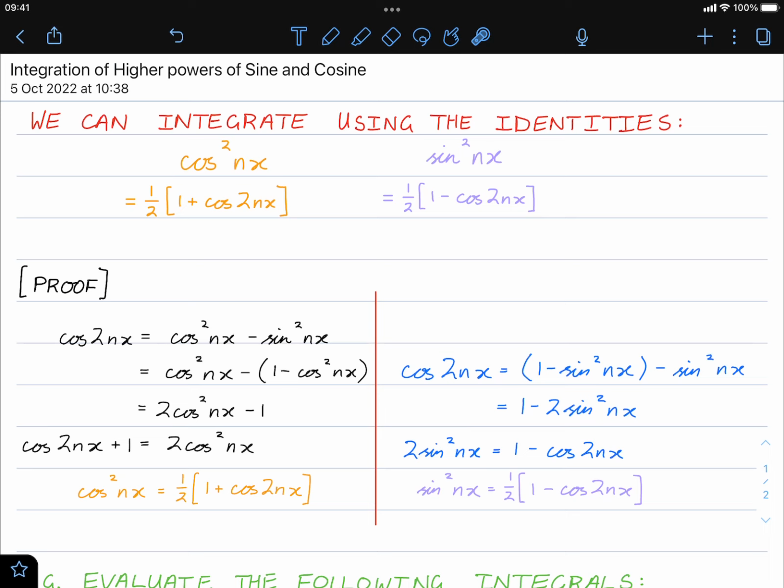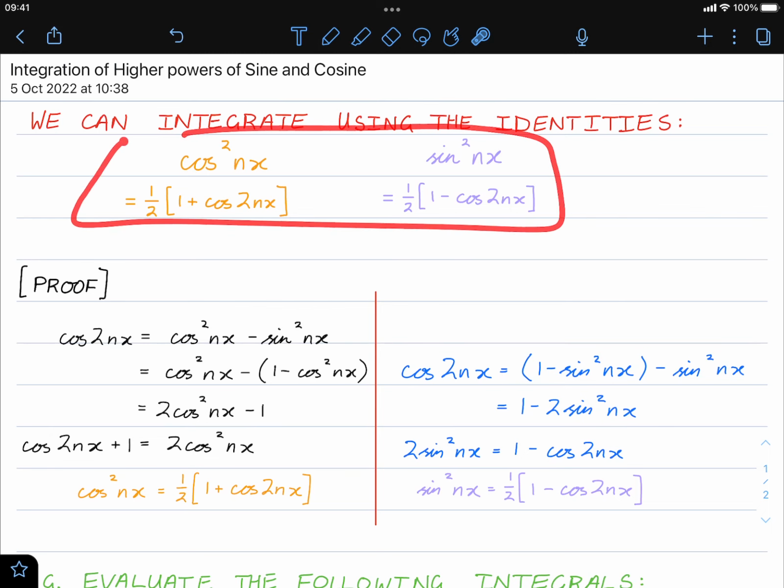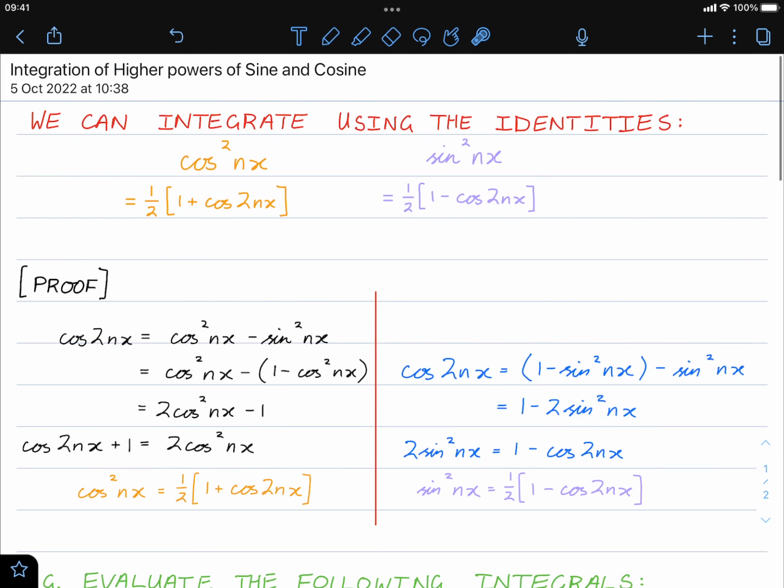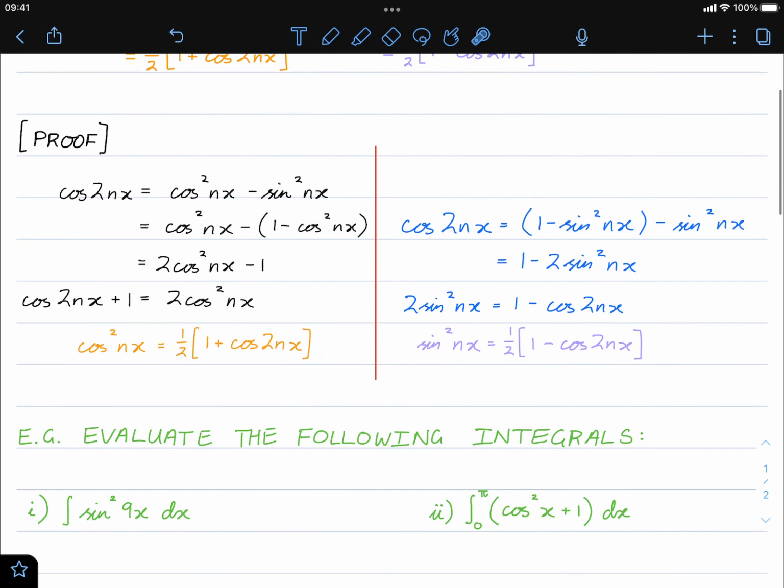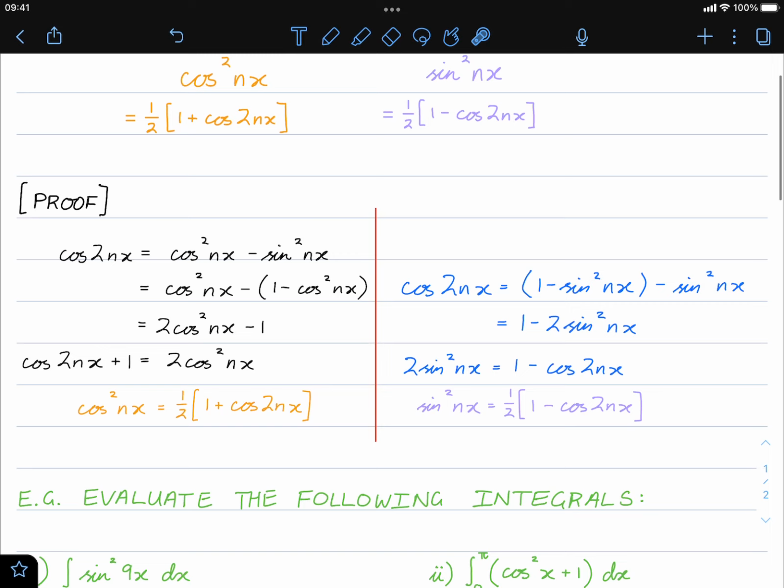Hello class, this is a video tutorial on the integration of higher powers of sine and cosine. By using these identities of cos squared of x and sine squared of x, we can integrate these functions. Now here's a simple proof to show you that these identities are indeed what they are.